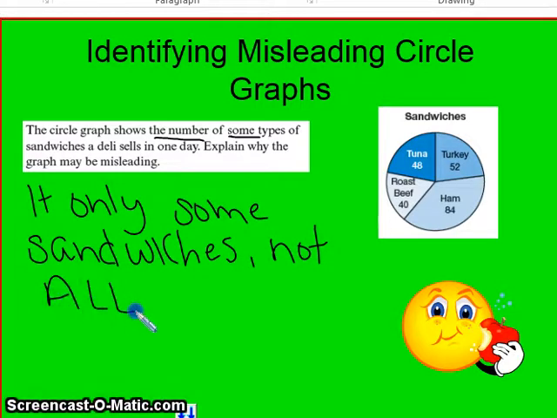When you're dealing with a circle graph, you always need to include all possible choices, or your circle graph is misleading. It shows that most of what they sell is ham, but what if they sell like a pastrami sandwich, and they actually sell 150 pastrami sandwiches? This graph leads you to believe they sell the most ham, but it doesn't give you all the information.